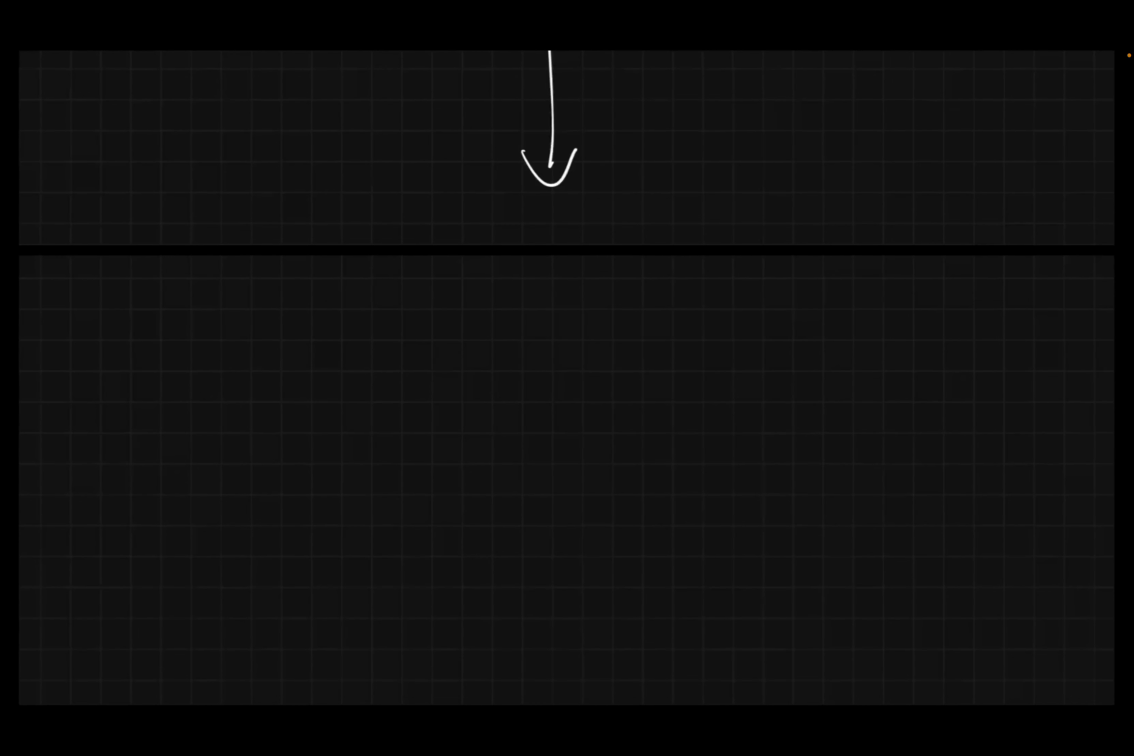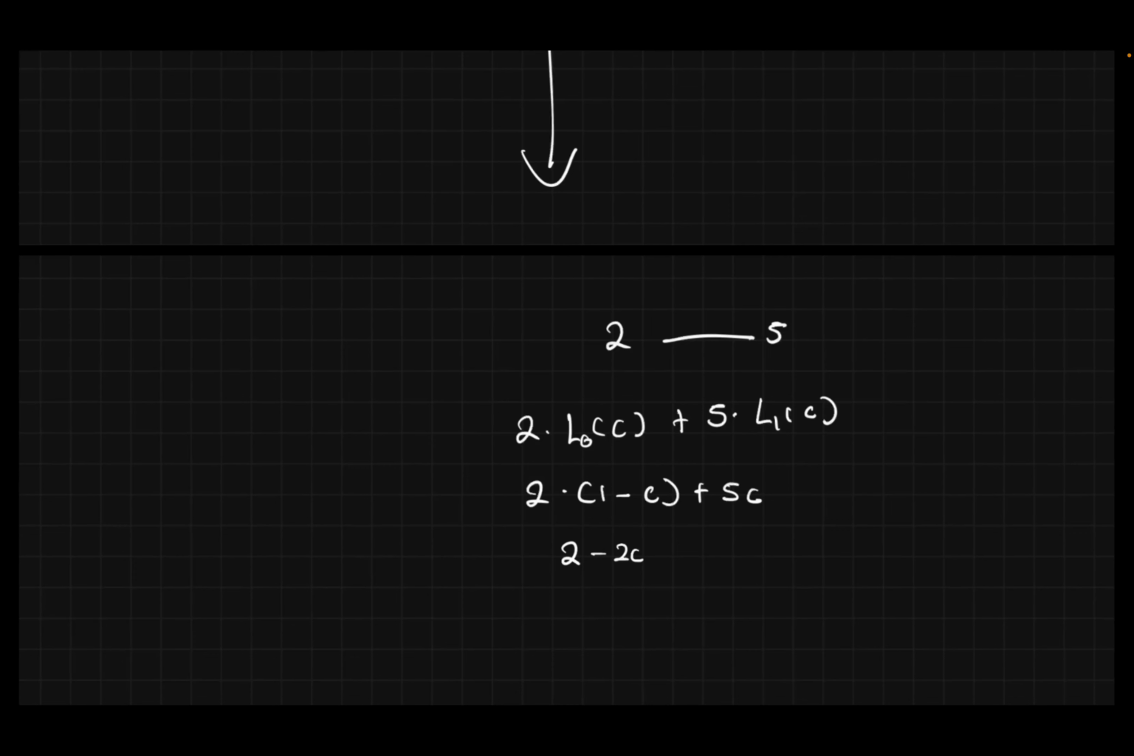So usually when we have 2 points, we do 2 times L0 of x plus 5 times L1 of x. Then we solve, and we get some polynomial, right? So let's say 2 times 1 minus c, plus 5c. So that's 2 minus 2c plus 5c, which is equal to 2 plus 3c. Then you now evaluate it with your concrete c.